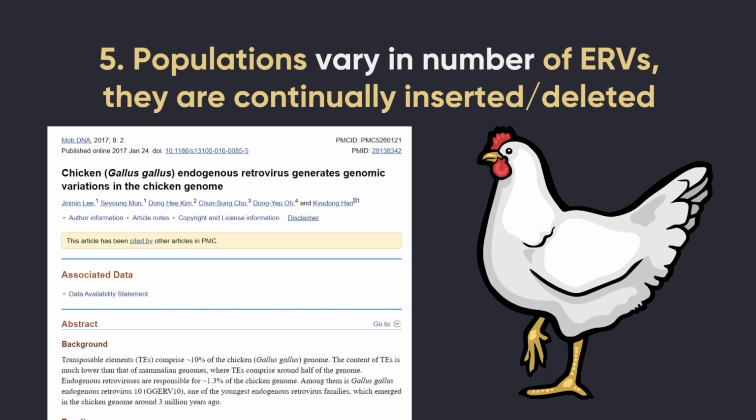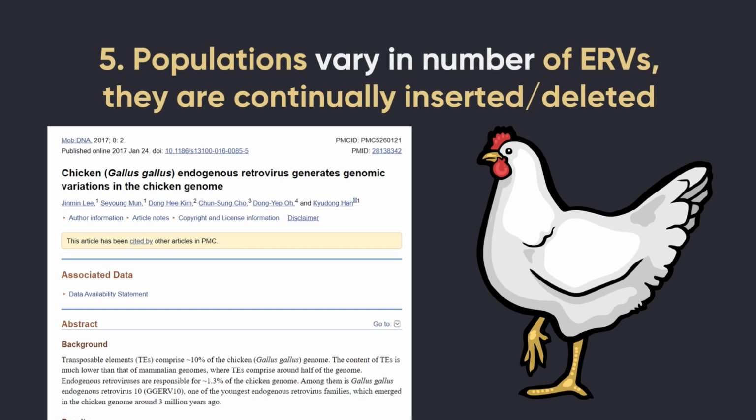This is the case in chickens. So here is a study where people took a bunch of different chicken breeds and analyzed their DNA, and they found that some of them had more ERVs than others. Well, they found one that had an extra ERV. And what that means is that either an ERV was inserted in that population since humans started breeding chickens, or it means that that one ERV was somehow deleted in all other populations of chickens.